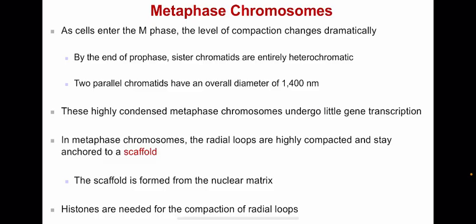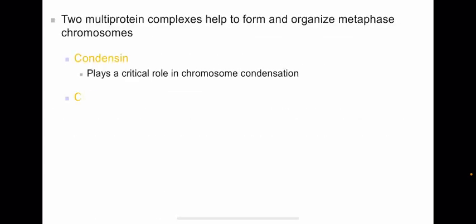These highly condensed metaphase chromosomes undergo little transcription, and it's of no surprise because they are heterochromatic and highly condensed. In metaphase chromosomes, the radial loops are anchored to a scaffold, and the scaffold is formed from the nuclear matrix, so they are actually attached, or the scaffold is just like their skeleton. I think this point is actually established already. We need histones for that level of compaction of radial loops. Let's see what we have.